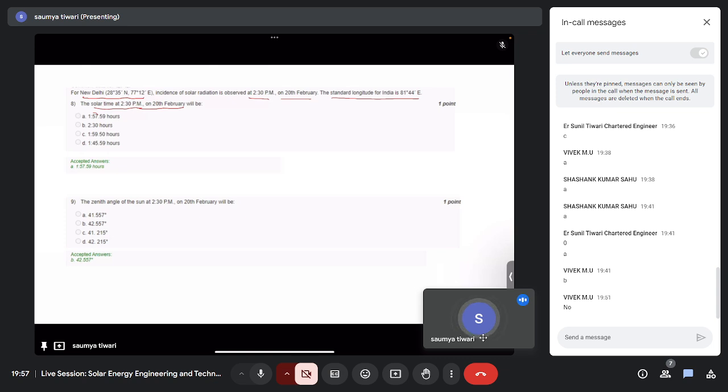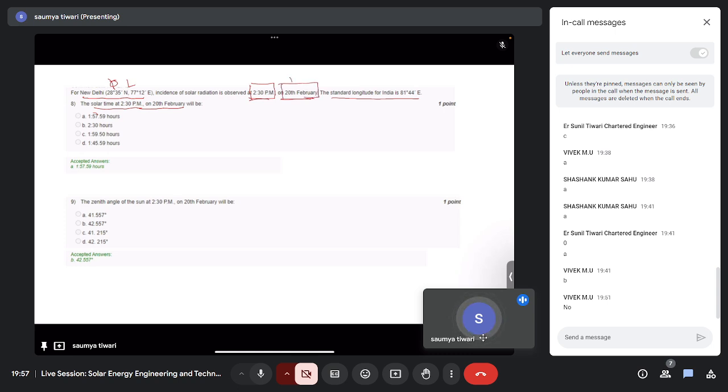Okay, let's discuss this question. So we'll first note down what's given in the question. The location is given, so corresponding to the location, we have the latitude and longitude. So we have the phi and we have the L, right? We have also been given the time of the day, and we have also been given the date.